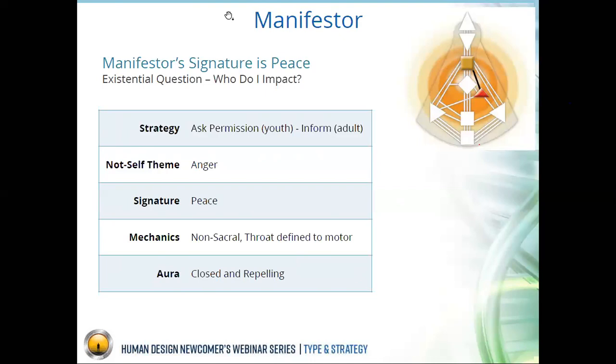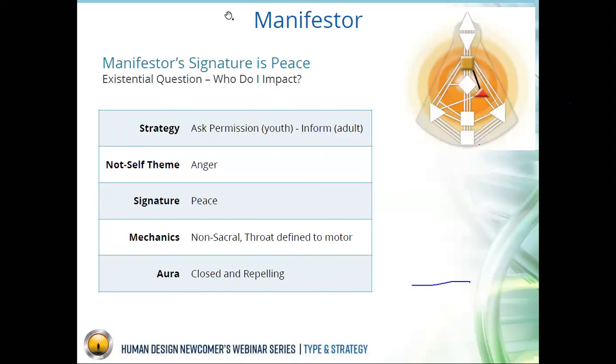Once you start paying attention as a manifestor, and you start to really watch and observe how you're impacting, who you're impacting in your environment, you'll see this. This is what our aura does. The strategy of a manifestor is to inform. All the types have their own strategy and authority, which we'll do on our next webinar, but the strategy is, if we're dealing with someone that's not an adult, a child or a youth, they really need to ask permission before they do something. And if you're dealing with an adult, the strategy is informing. Informing simply means this: just letting the other person know what you're going to do before you do it.